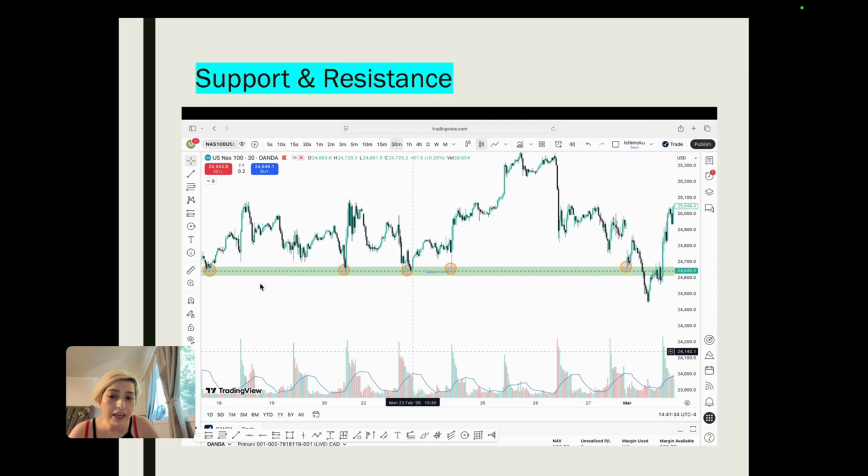Here, for example, we formed a support zone, a support level, and as you can see, the price touches this level multiple times, those red circles, because this increases the chances of reaction.